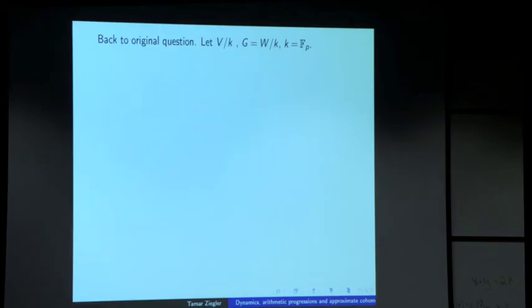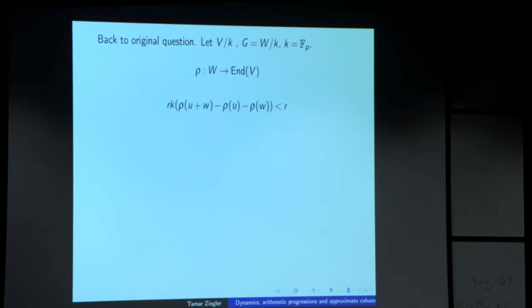Okay, so I'm back to the original question. So this is the true original question, the one I asked at the beginning. So I have this vector space, an infinite dimensional vector space over a finite field k. I'm going to fix this finite field k, though you can ask this question over any field. And I want to fix the group G to be also a vector space over k.